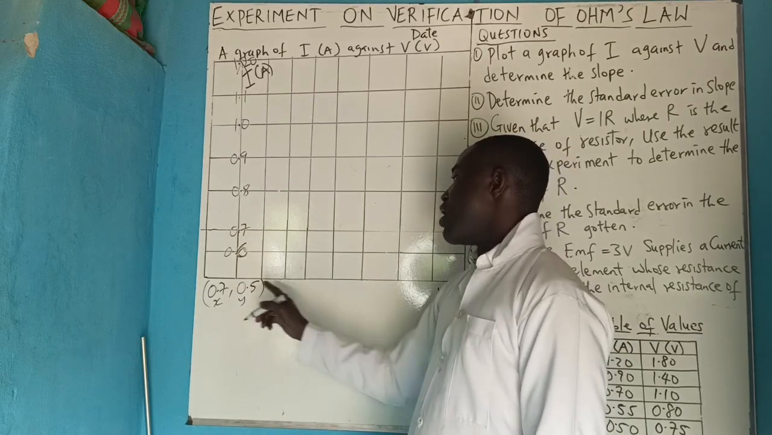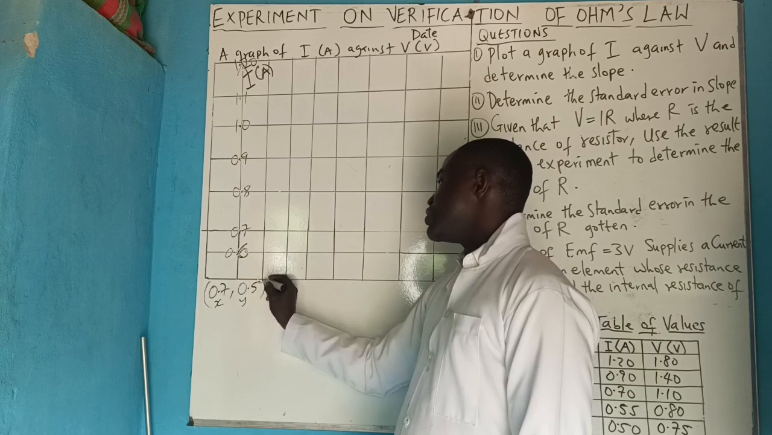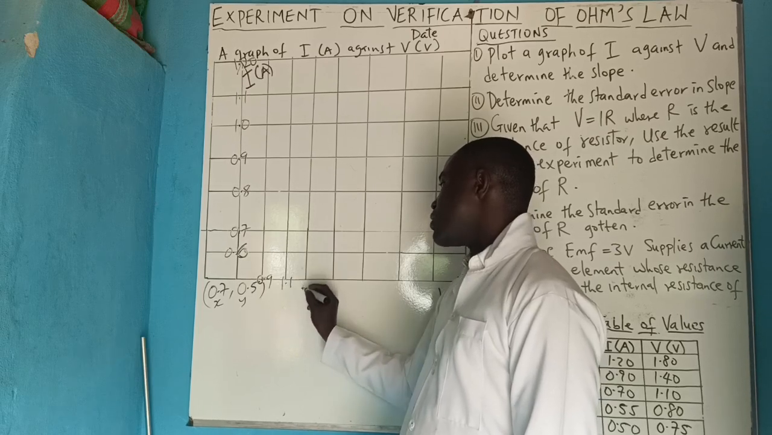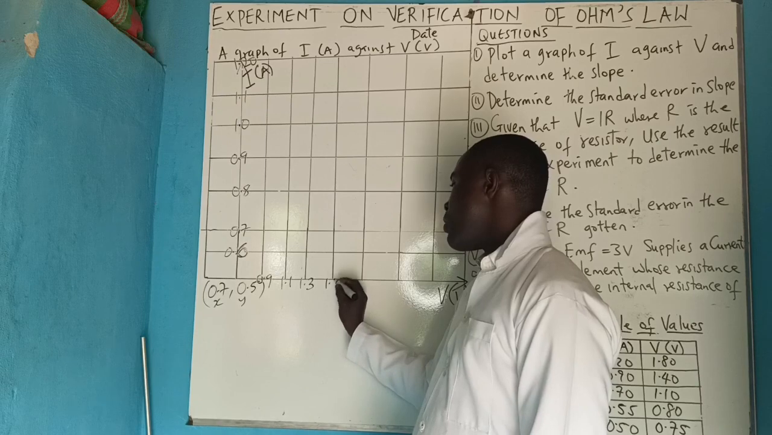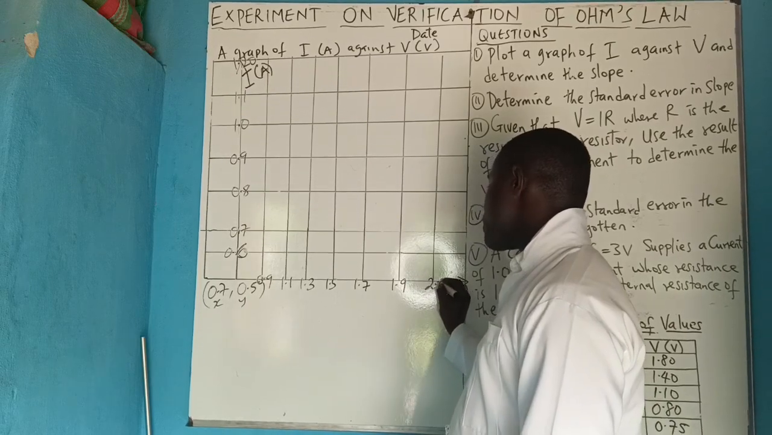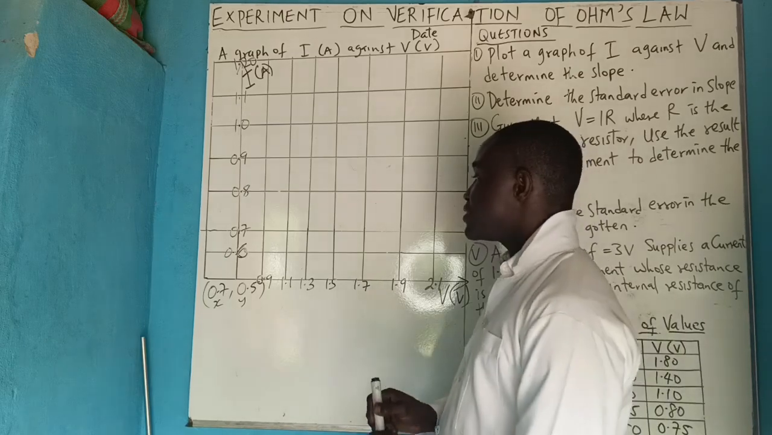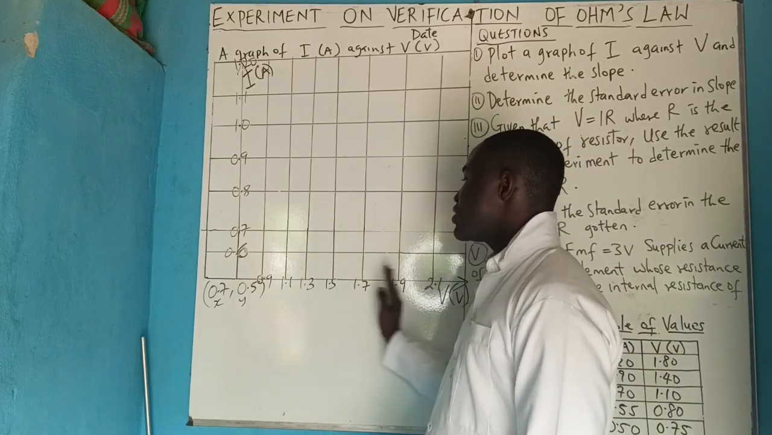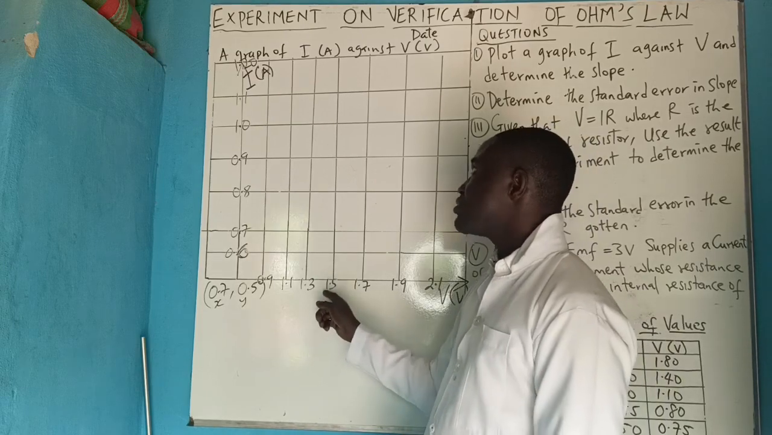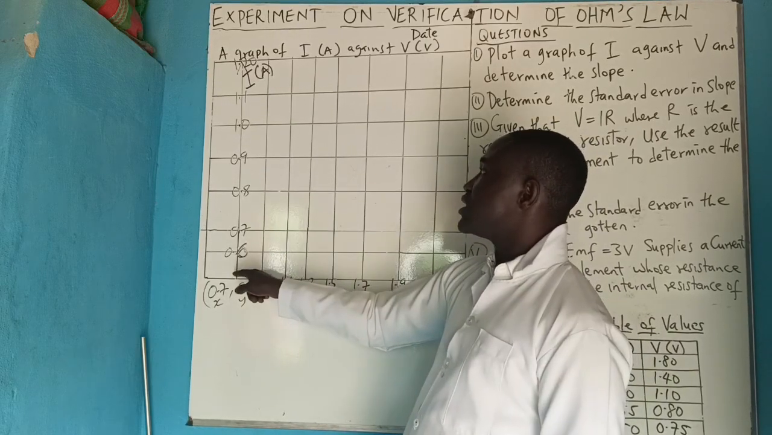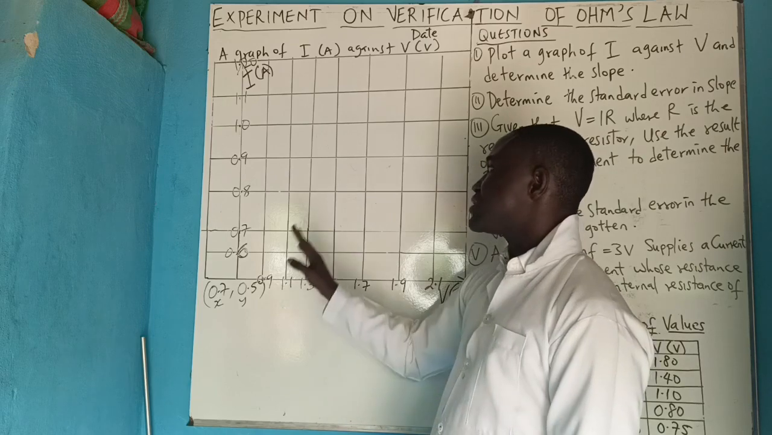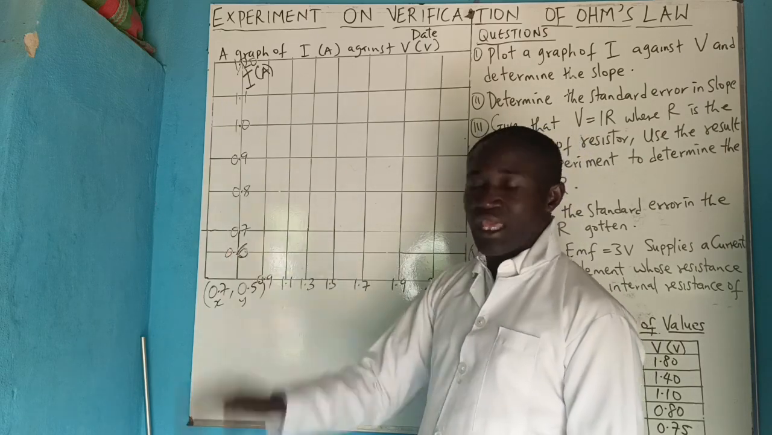Then for here, I'll be using 0.7, 0.9, 1.1, 1.3, 1.5, 1.7, 1.9, and 2.1. Then that means I'm using 2 centimeters for horizontal, 2 centimeters for 0.2 volts. Then this is 2 centimeters, 0.1 volts. Are you getting it? And so that is about what I use here to see that it balanced well in the graph.